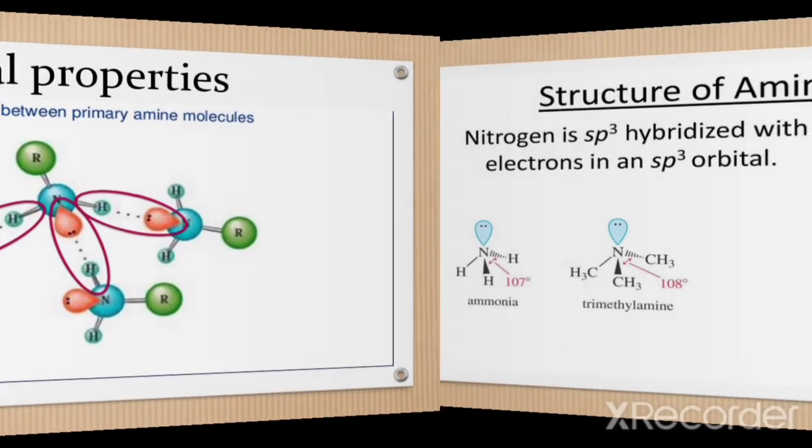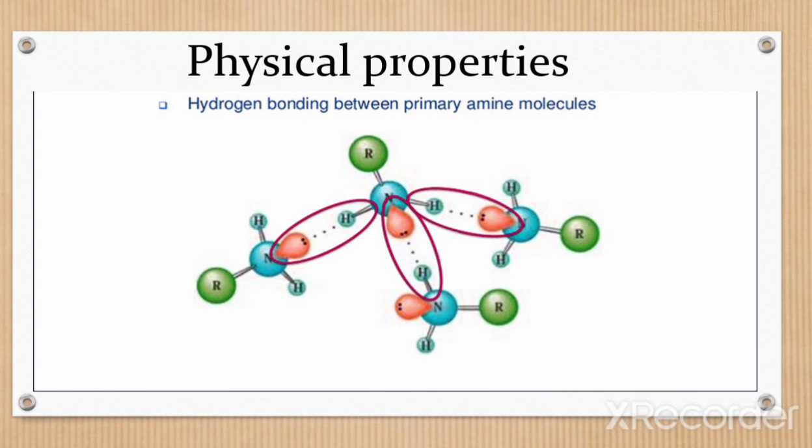And the other topic is the physical properties. The physical properties of amine groups include hydrogen bonding between primary amine molecules. So this is the structure. As you can see, there is hydrogen bonding between the amino groups: one amino group's lone pair and the other amino group's hydrogen will form a hydrogen bond. And due to this hydrogen bonding, it is in the form of a liquid.